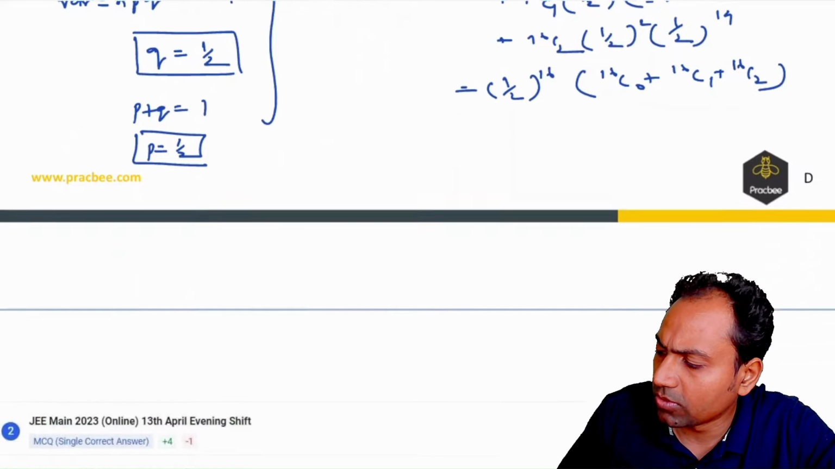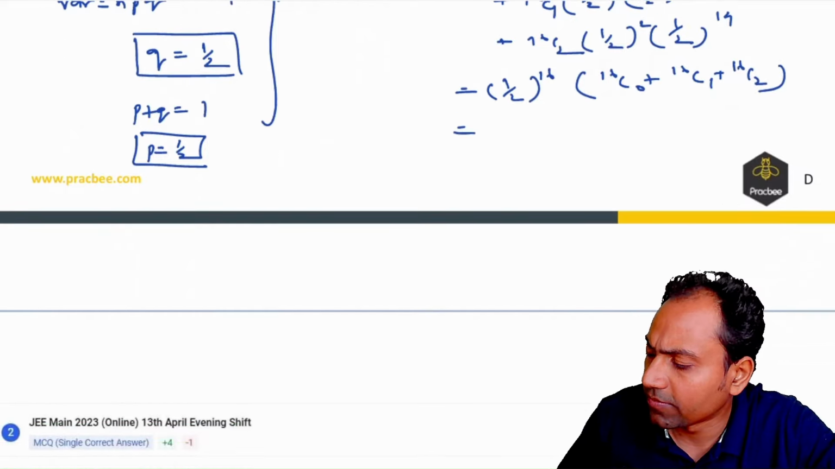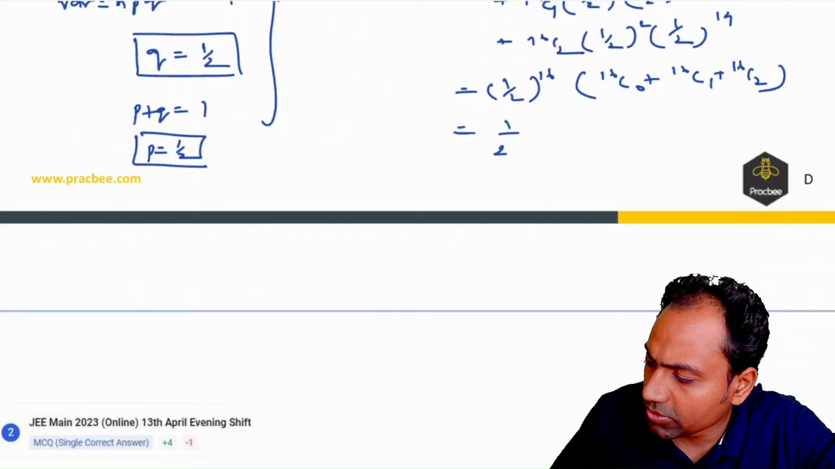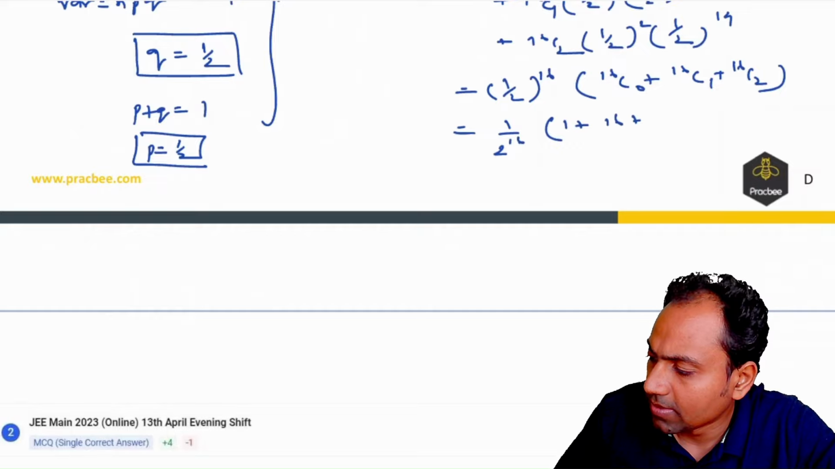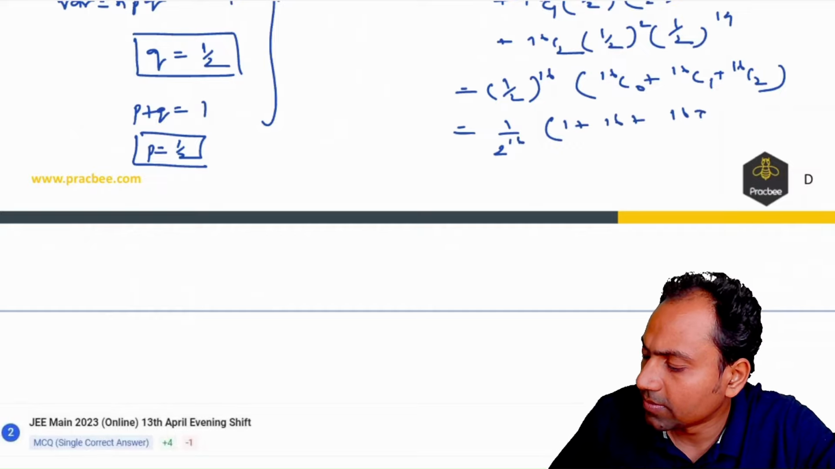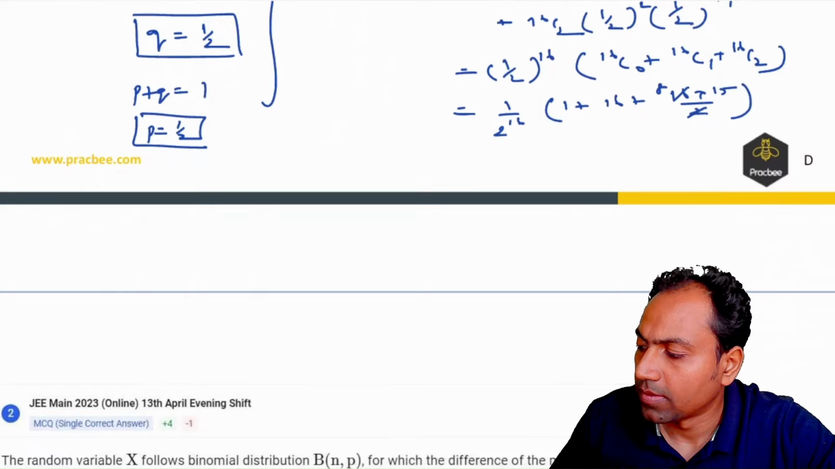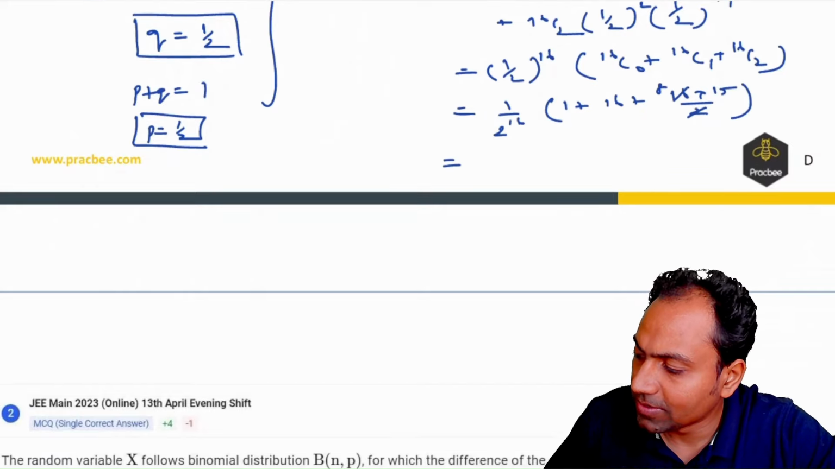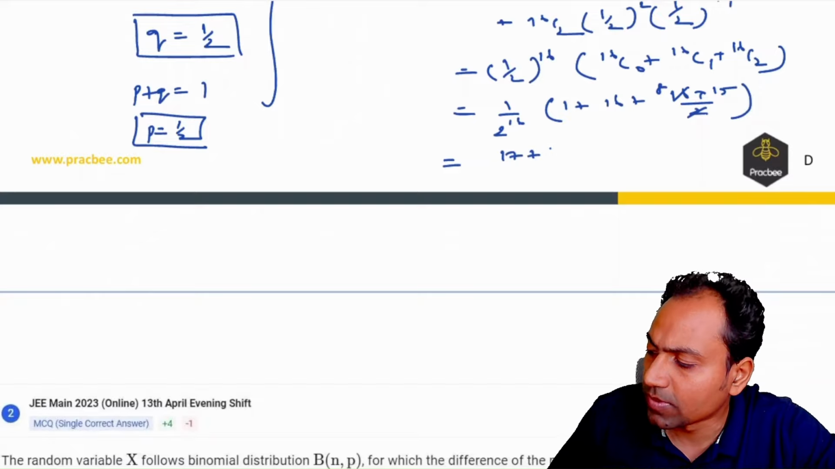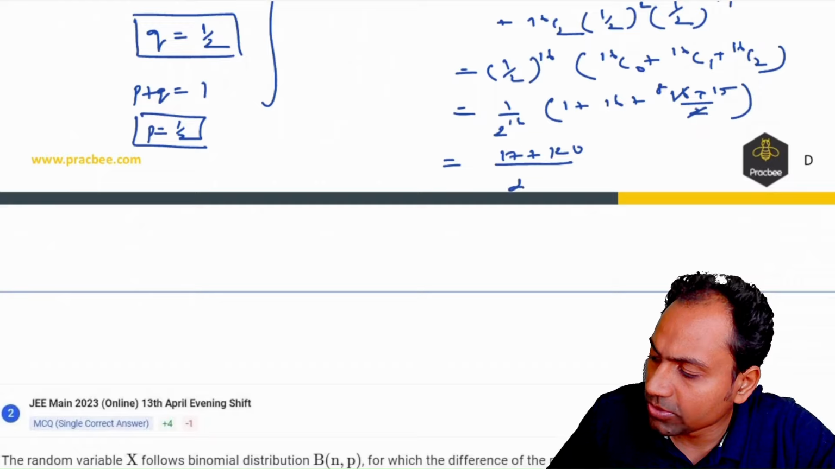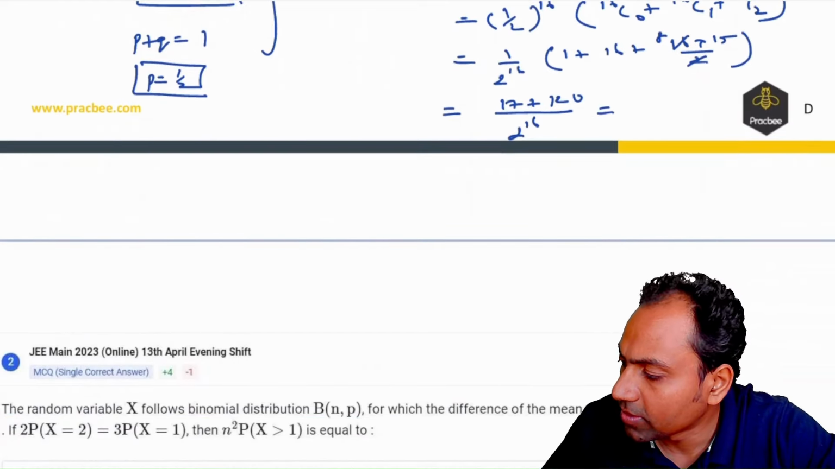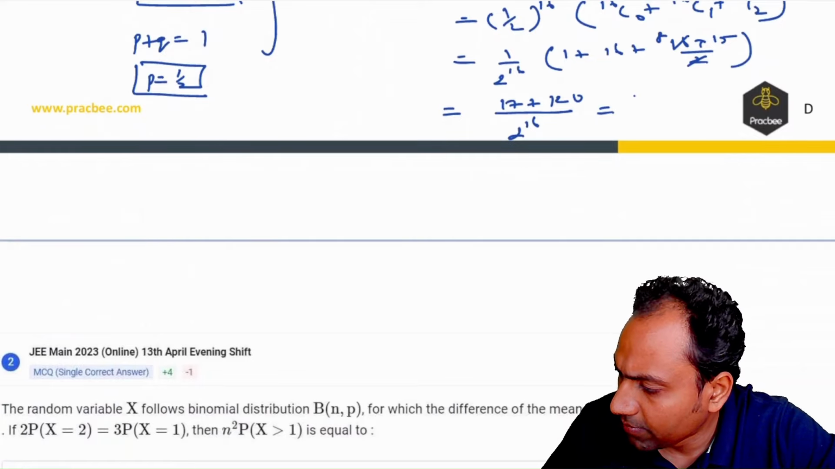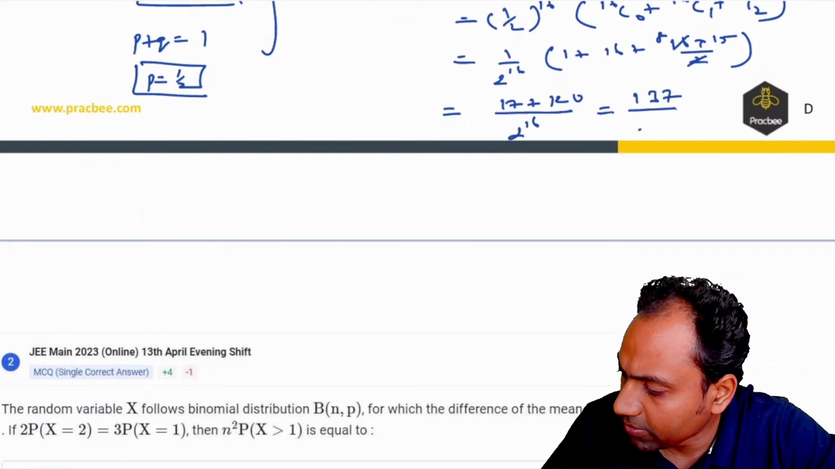And here also we can use some basic formula in order to get the result very fast. So 1 by 2 raised to the power 16 is fine. This will become 1. This will become 16. And this can become 16 into 15 by 2. And if I simplify this, it becomes nothing but 1 plus 16 plus 120, that is 137, by 2 raised to the power 16.